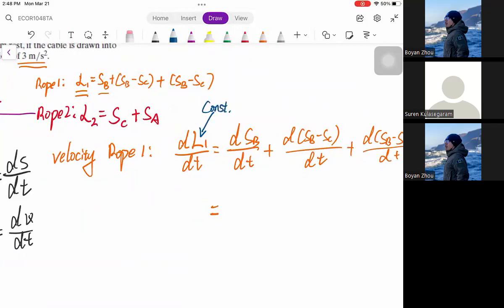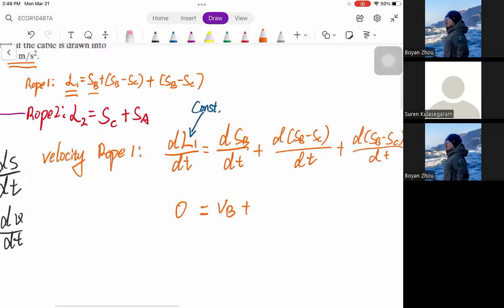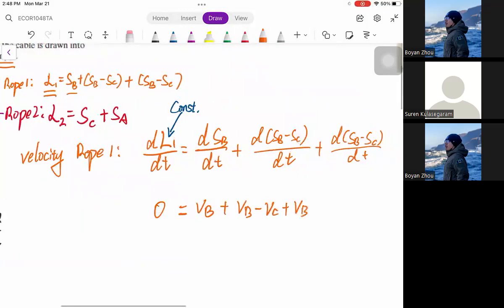So the derivative of a constant is going to be equal to 0. So we put a 0 here, the total length of the rope is not going to change, so it's also not going to change over time, so it's 0. And then the derivative of SB over time is the velocity at point B. So this becomes VB plus, we can do them separately, VB minus VC plus another VB minus VC.